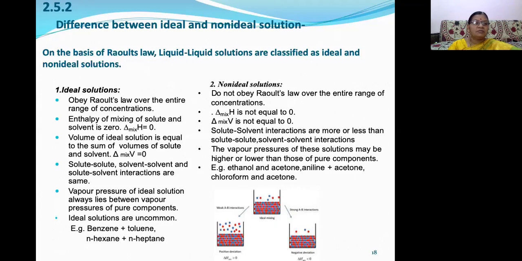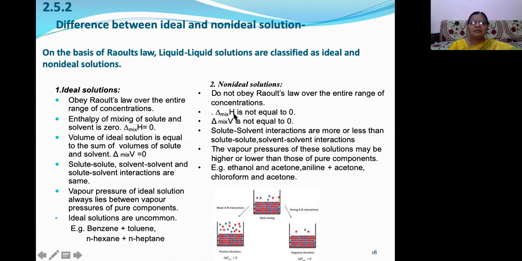Now in case of ideal solution, enthalpy of mixing of solute and solvent is zero. Means when solute and solvent are mixed, there is no change in enthalpy. That is, there is neither evolution of heat nor absorption of heat. And therefore, the delta H mixing, that is enthalpy change, is zero. But in case of non-ideal solution, here the delta H mixing is not equal to zero. That is, it is either greater than zero or less than zero.